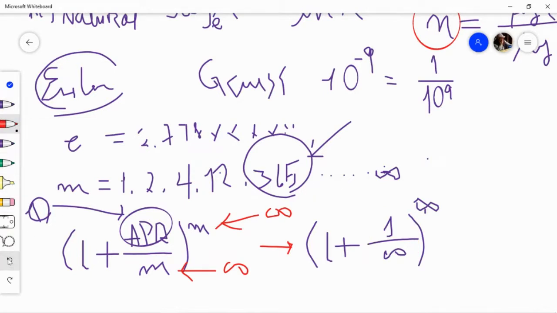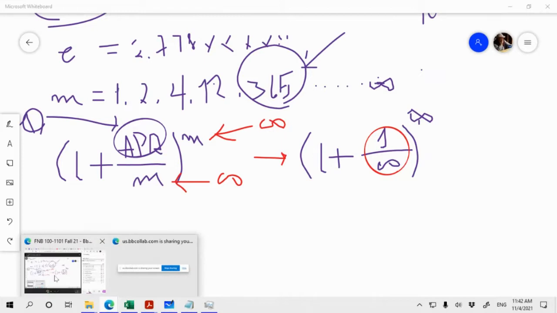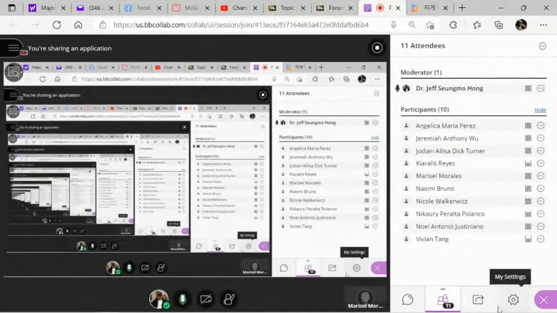Anyone? I mean, this is just logic. No calculation. But just logically, you can easily come to an answer. Use your logic. If you divide one, or any finite number, by infinity, what's it going to be? Is there anyone who can answer that? If you divide 1 by infinity, what's it going to be?